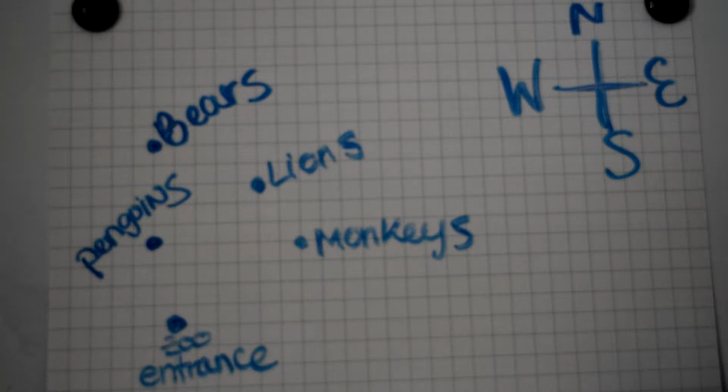Now this doesn't look like your classic zoo map, but this is what it's going to look like in your book. So they're going to ask you things such as how to get from one spot to another by using certain lingo that we use when we're looking at a map.